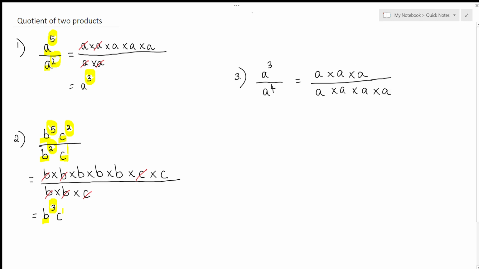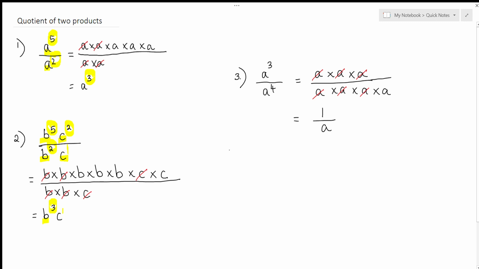Right, so here we're going to cancel again. A goes into a once and once, a divides into a once and once, and a divides into a once and once. Now here just be really careful, because in your numerator we don't have anything above, but it's actually 1. It's going to be 1 over a.